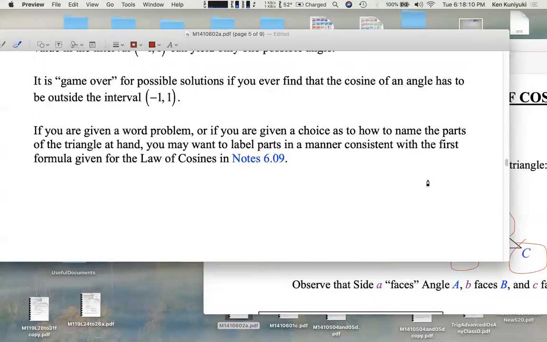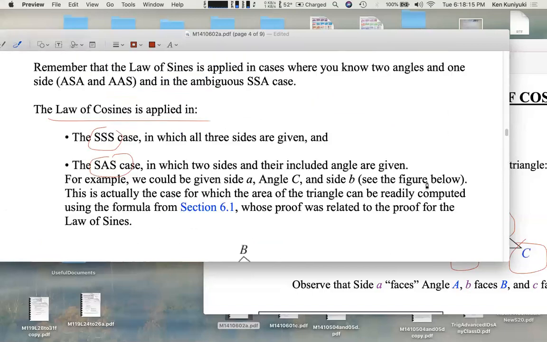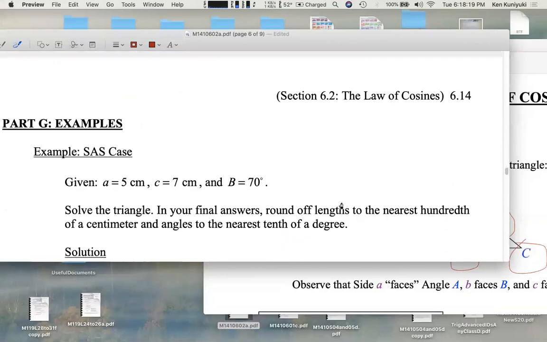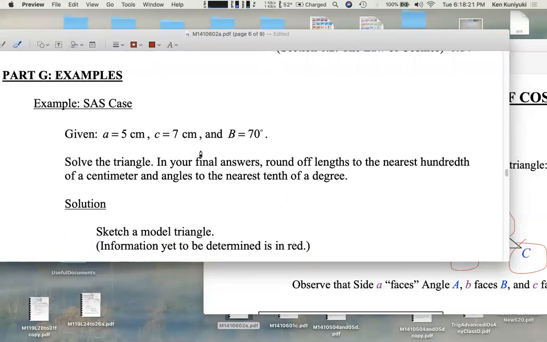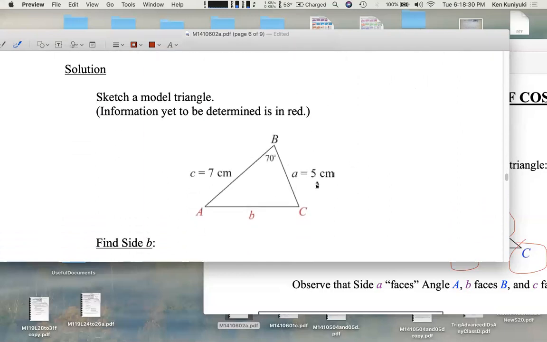Now, once you know the games involved here, all these games here, then the examples are very straightforward. So in the SAS case, I give you 2 side lengths and the included angle between them. So all 3 letters are represented. We can solve the triangle. I'm giving you the pieces in black, 2 side lengths and the included angle. So SAS, I'm giving you SAS information. Find the other parts.